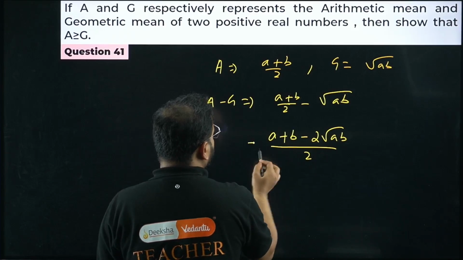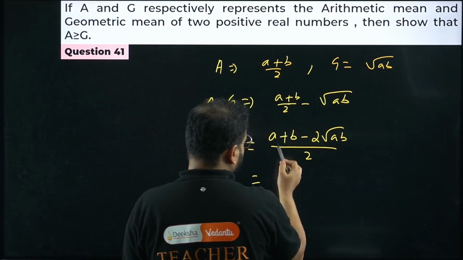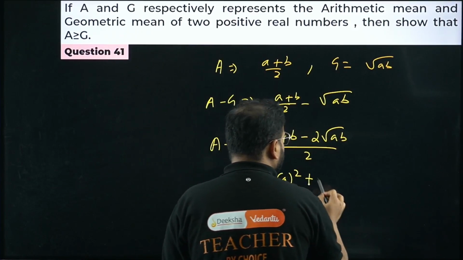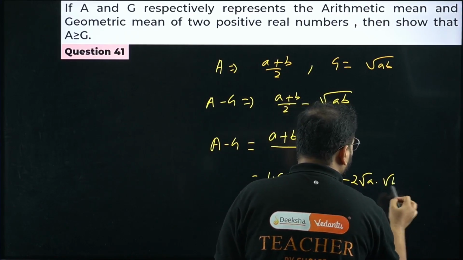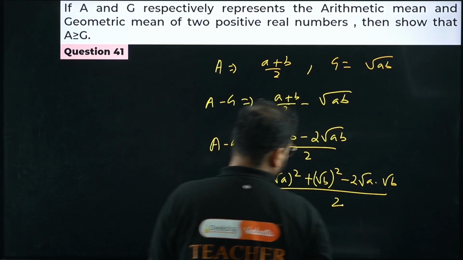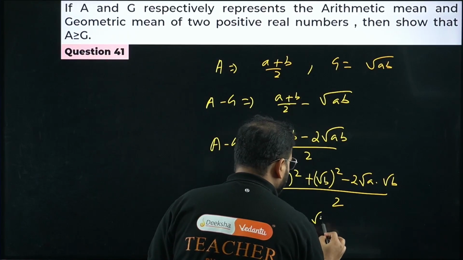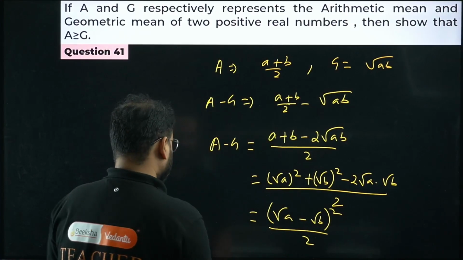What is this? A minus G only, right? So I can write this as root a whole square plus root b whole square minus 2 times root a into root b, divided by 2. So this will become root a minus root b the whole square divided by 2. This is A minus G.